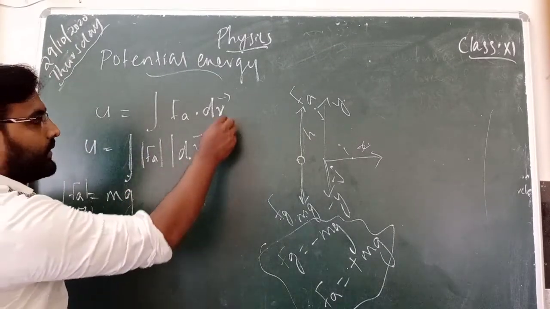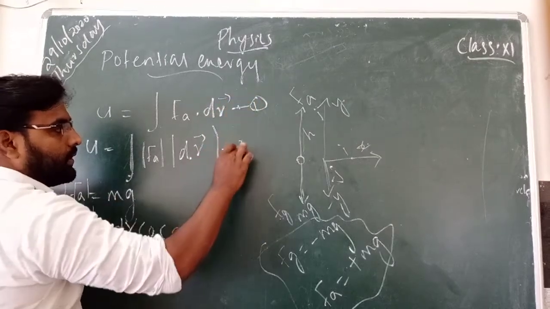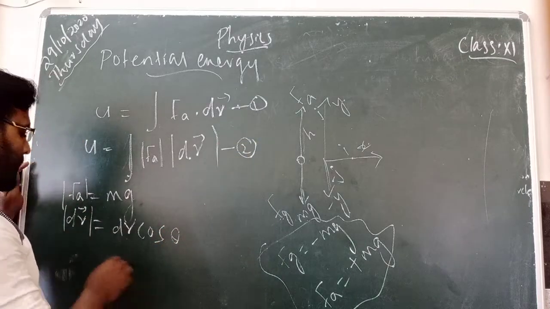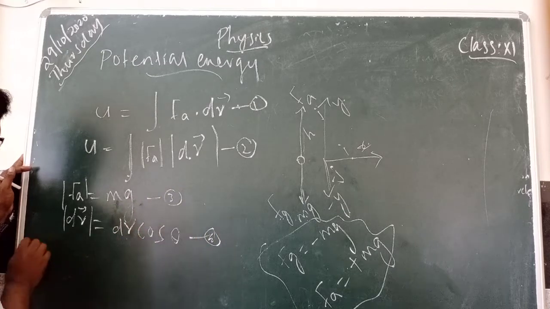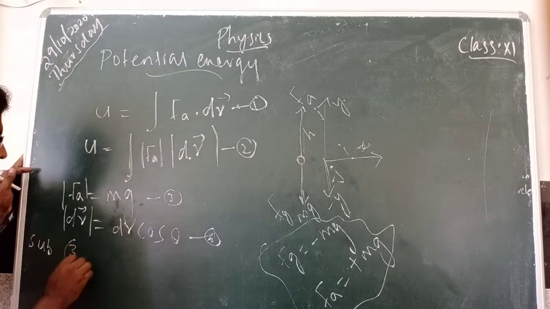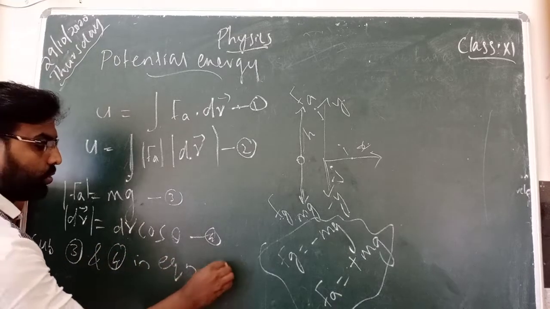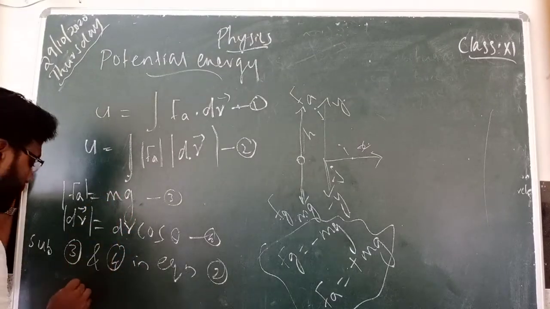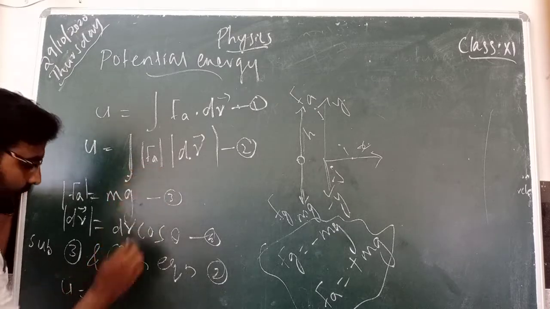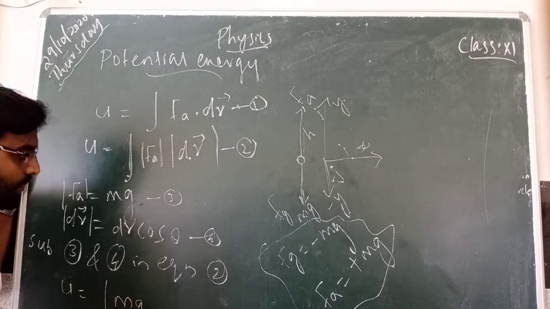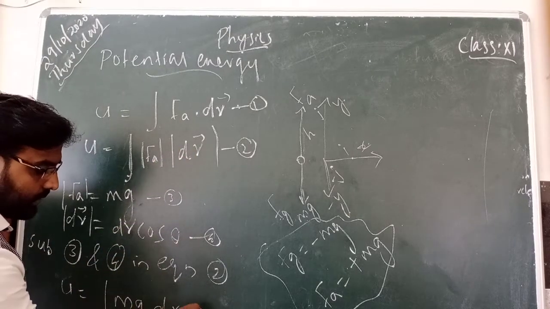Now substitute this. This you can take as equation 1. This one you take as 2. Now substitute this, 3 and 4 you can take, in equation 2. So what will come? U equal to integration Fa. Fa means mg, and dr. Dr means what here? Dr cos theta.